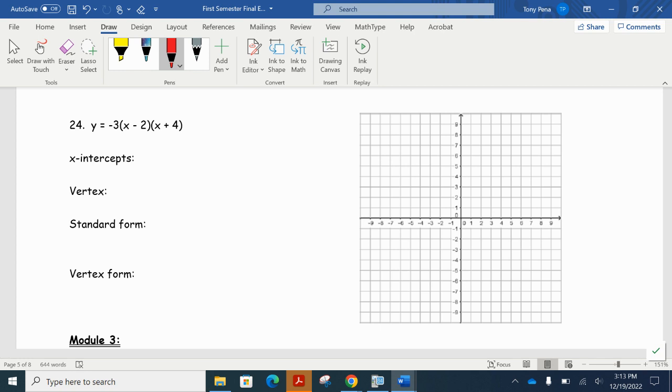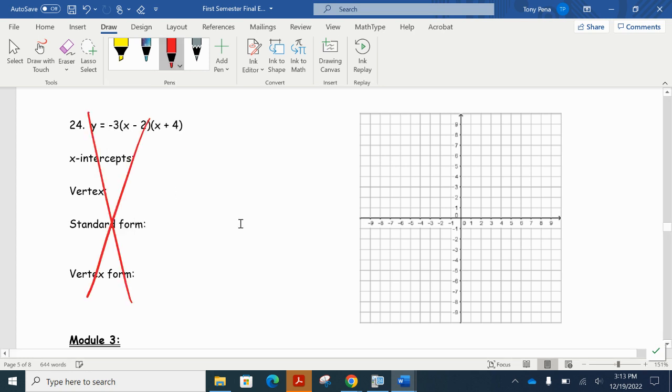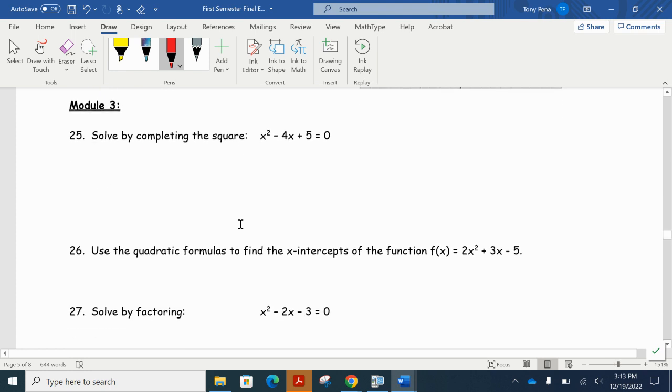Okay, 24. Now this is the one that we're going to be skipping. All right, so there goes that. And we'll go down to here. All right, so 25. We want to solve that by completing the square.